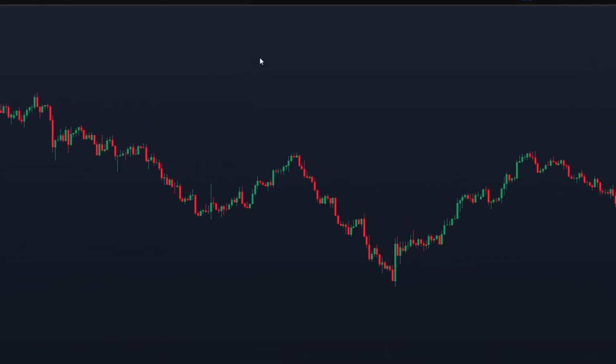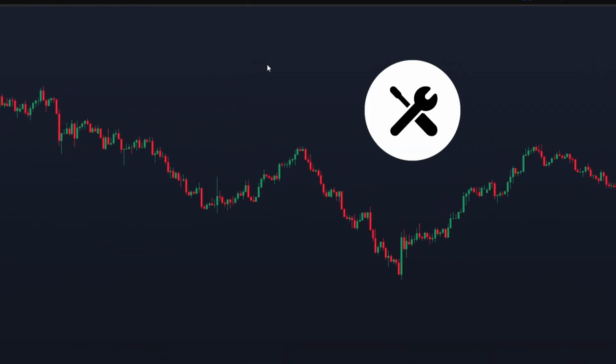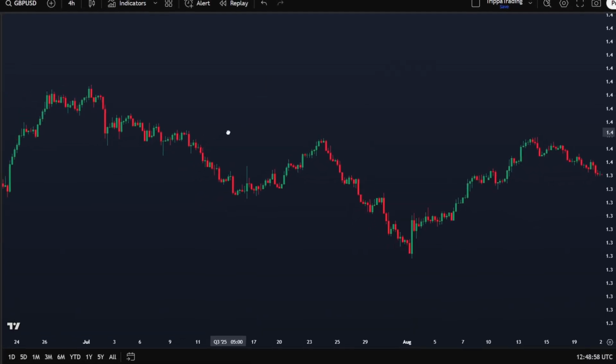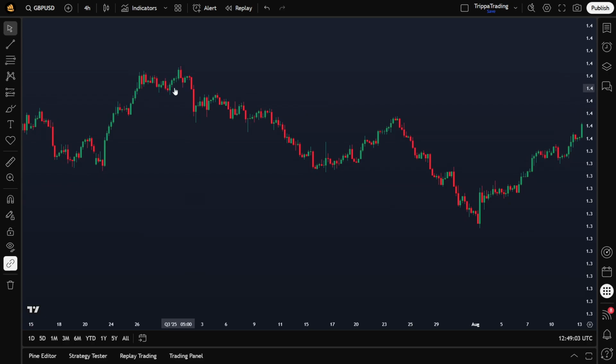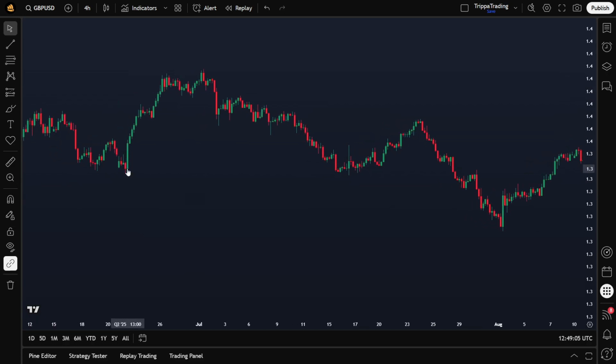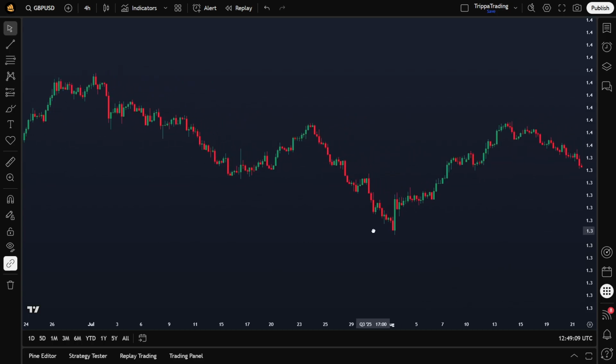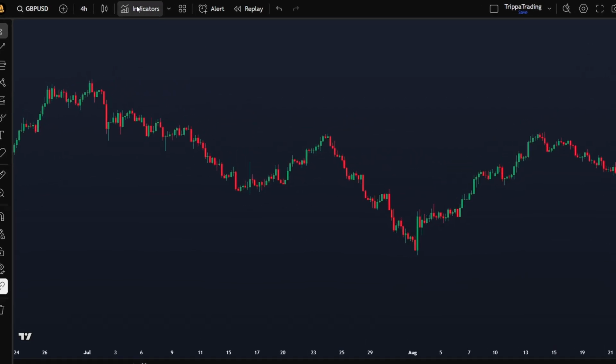Before we start adding them, just a quick reminder. These tools are only there to assist you. They don't generate buy or sell signals. They don't replace your knowledge of price action. They simply highlight important levels and structures in the market. You'll still need to use your judgment. All right, let's get started.